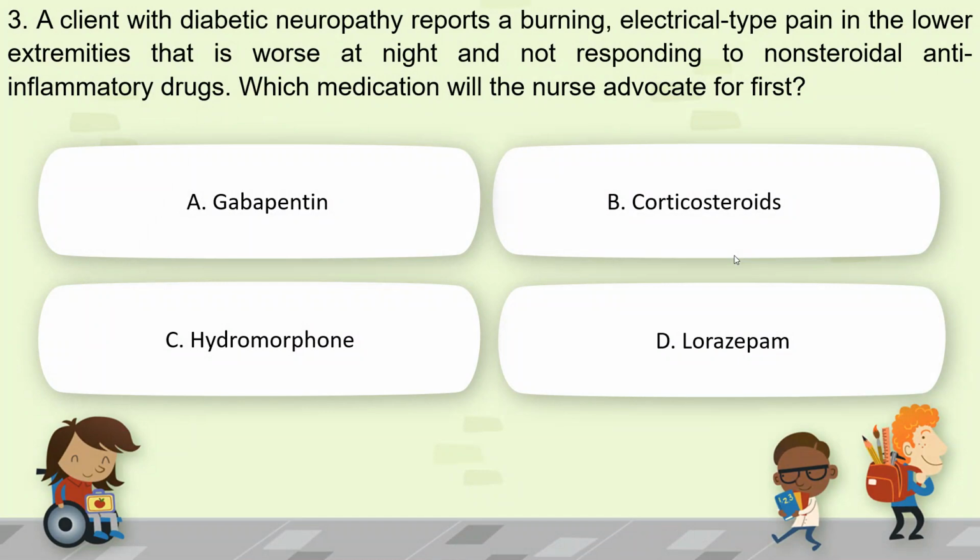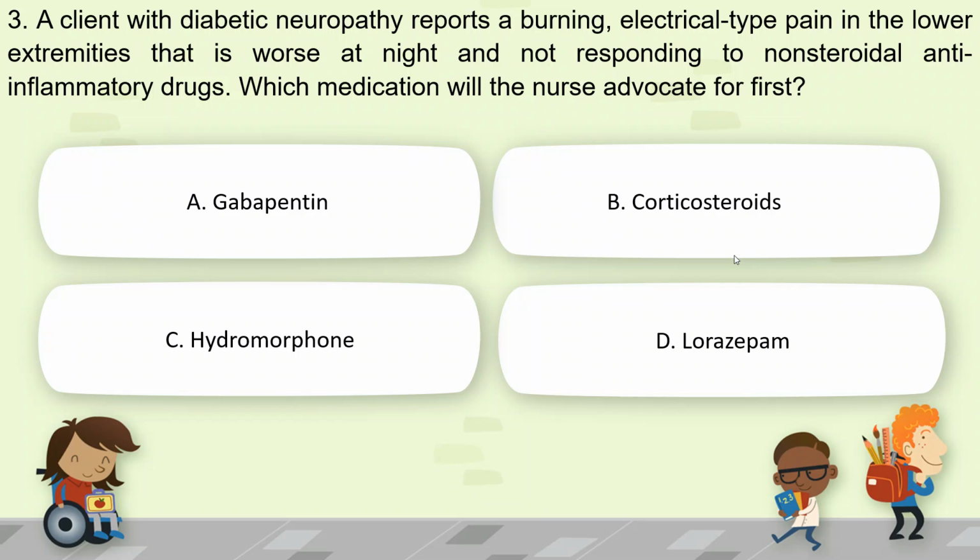B is corticosteroid. Letter C is hydromorphone. And letter D is lorazepam. Eliminate na kagad yung letter D because lorazepam is basically an anxiolytic drug. And then eliminate din natin itong letter B because corticosteroids are directed for pain that is related to inflammation.